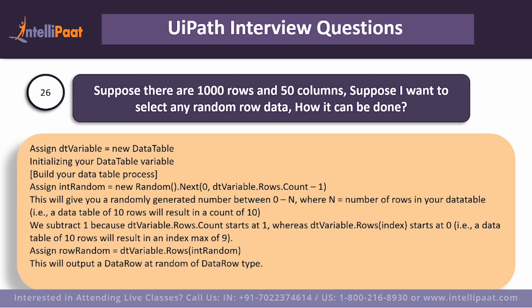And you can assign a random row using dt variable dot rows dot in brackets random. It will return the random number that you want to take into account. So if you want to target any random row, you can use that. Or, if you know which column you want to extract, you can directly use the number as well, right? So that is how you output a random row of the random row data type.